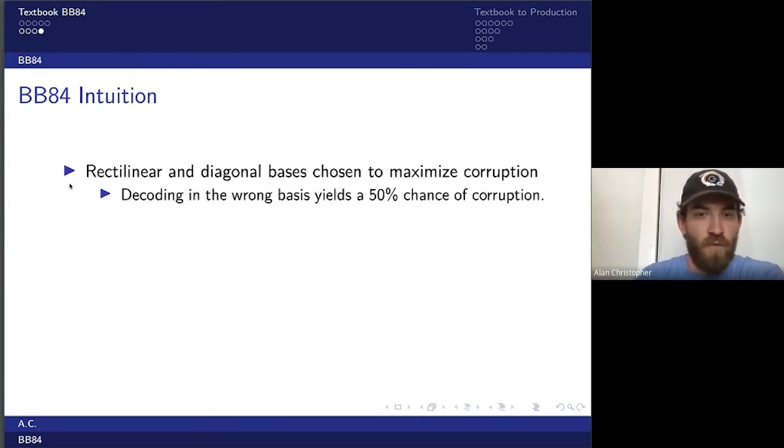But intuitions for why this would work. First of all, our rectilinear and our diagonal bases were chosen to maximize the chance of corruption. They're what's called maximally conjugate. So if I decode a rectilinear bit in a diagonal basis, I'm going to flip it 50% of the time, which is the highest chance of corruption you can get before turning a NOT gate on is going to repair things.